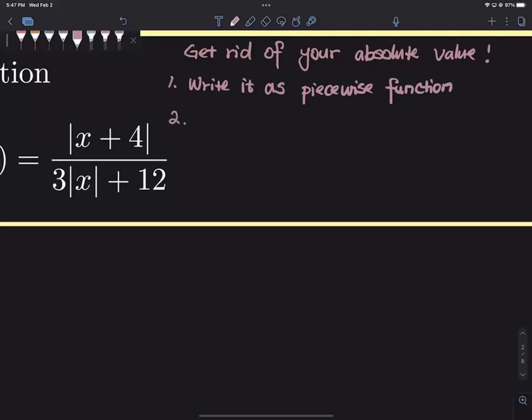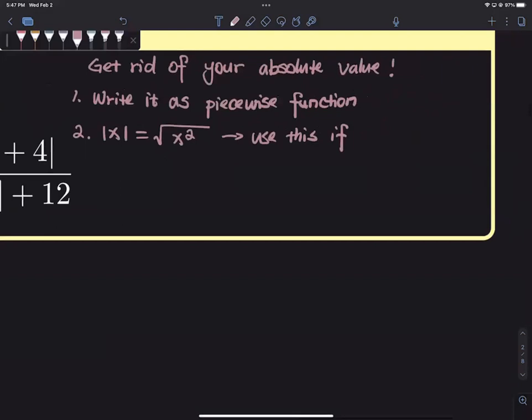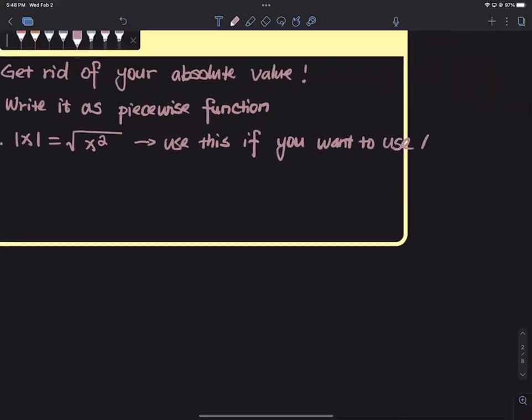Another way to do it, not like this time, it's not like getting rid of it, is you recall that absolute value of x is actually square root of x squared. Use this if you think you can solve the question using AGM, or something like that.